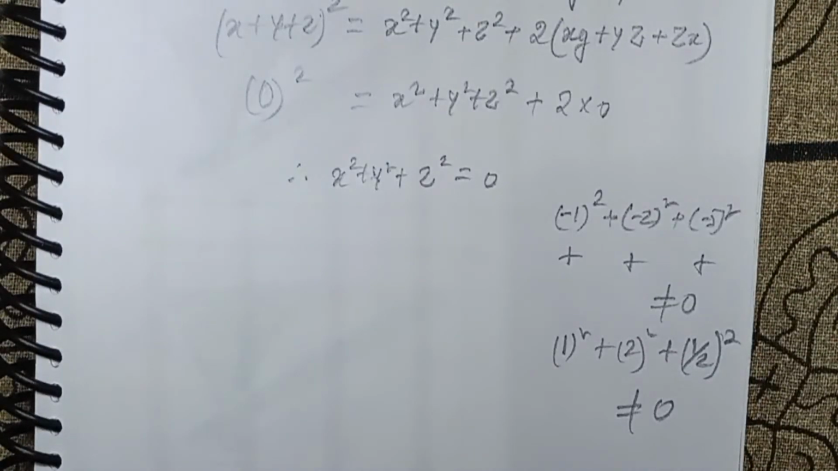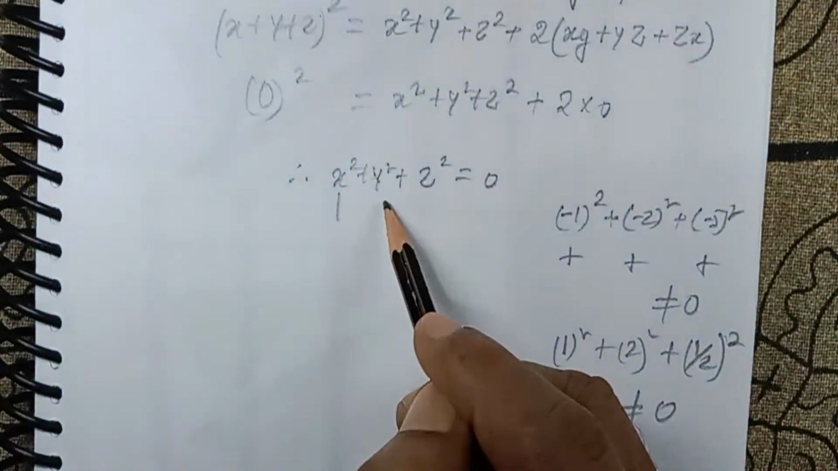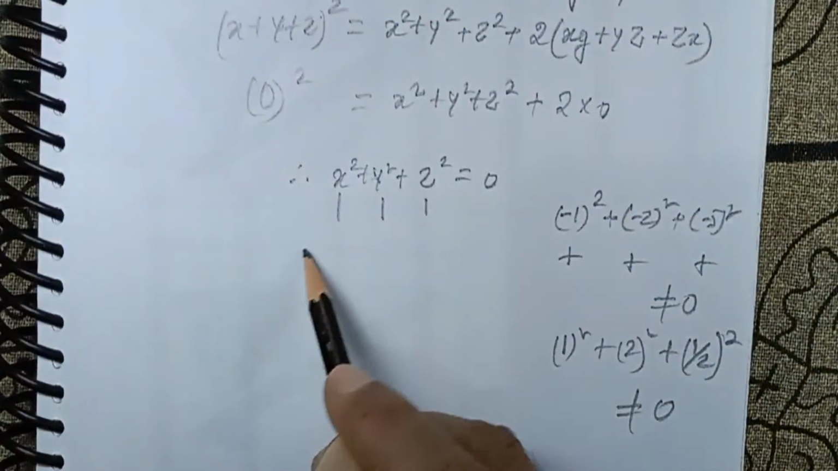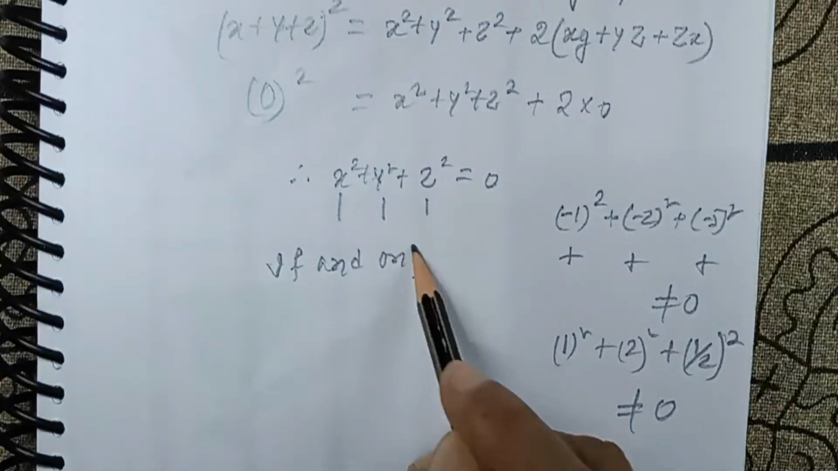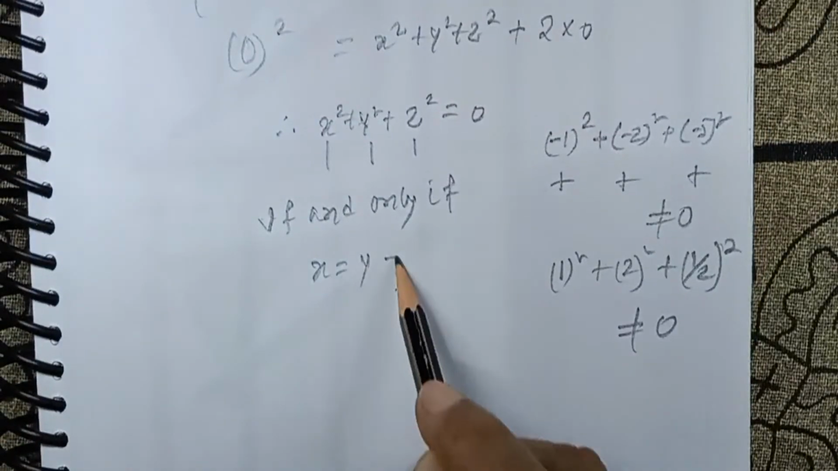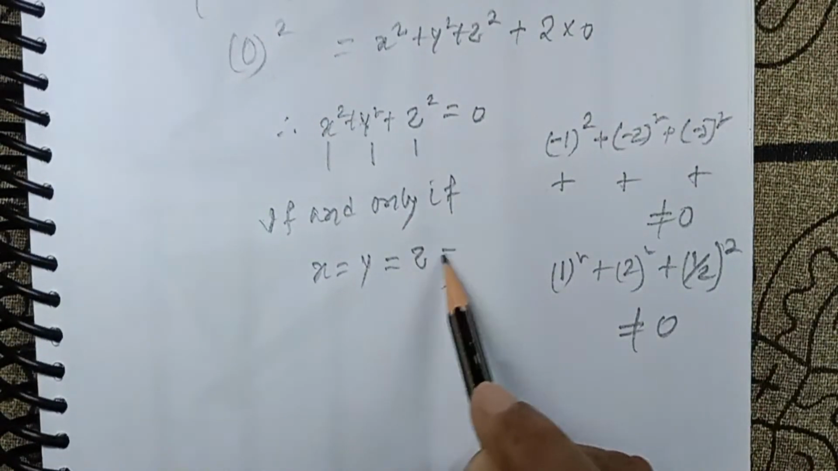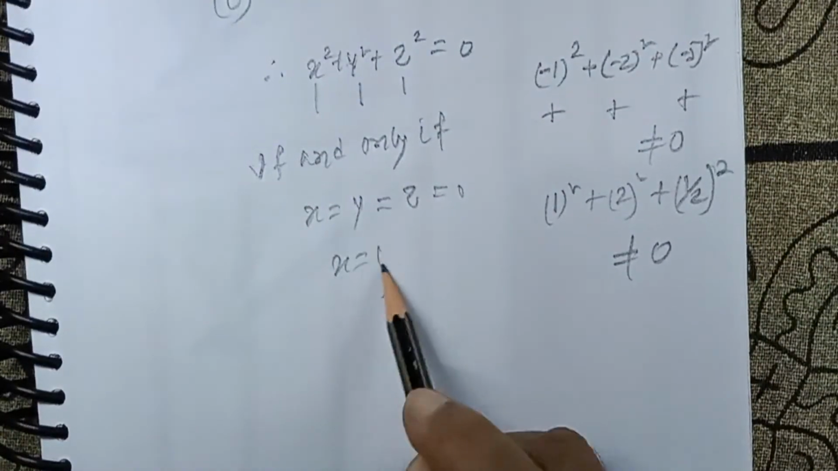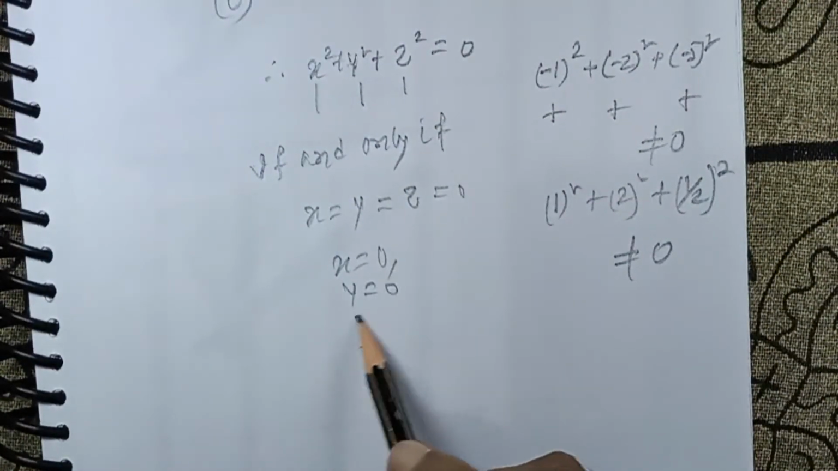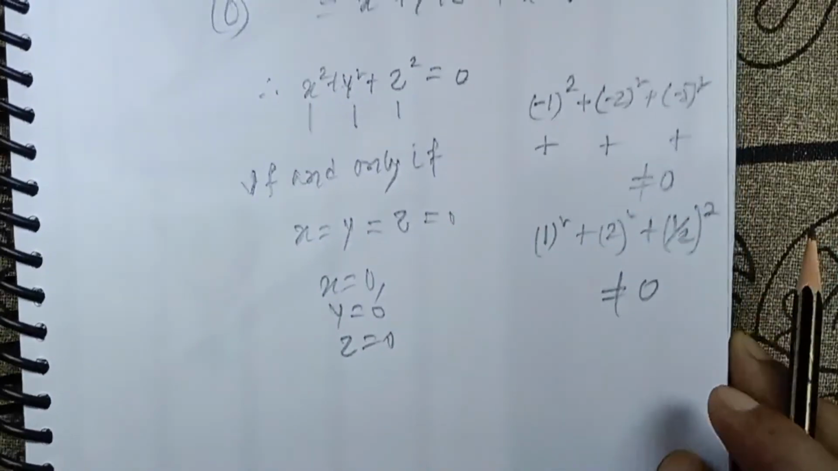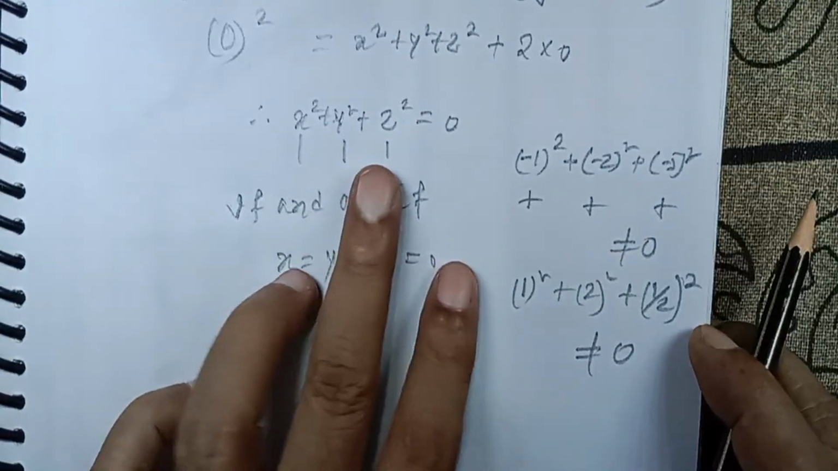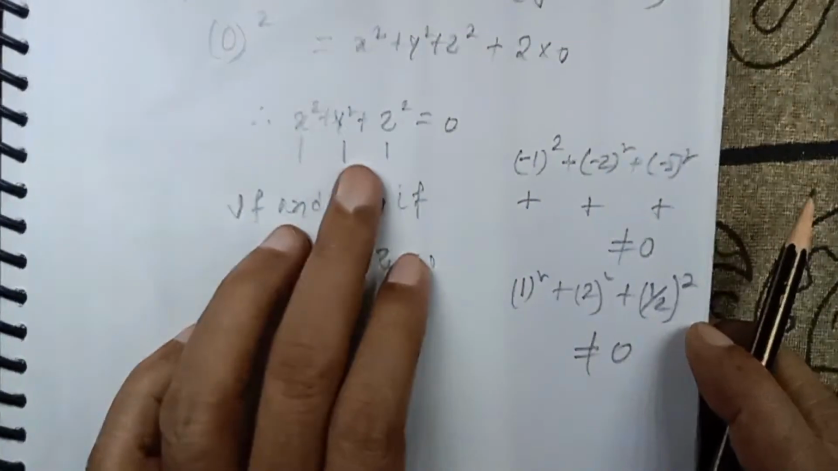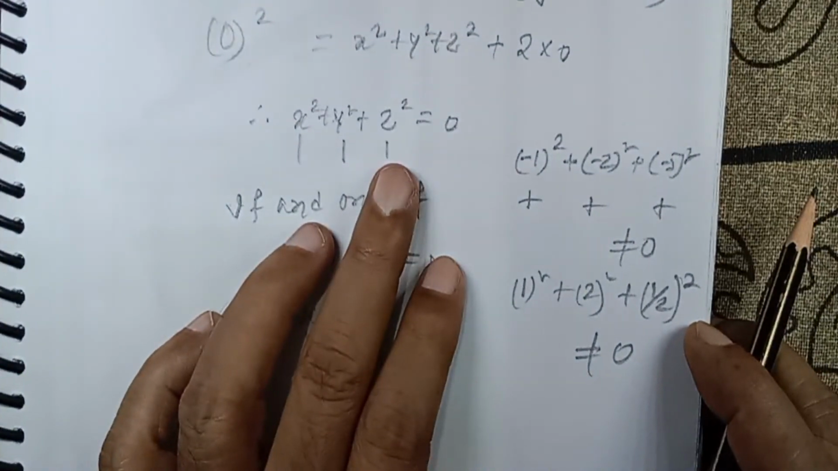It will never be 0. It will be 0 if and only if x equals y equals z equals 0. That means x equal to 0, y equal to 0, z equal to 0. So if the sum of squares of three rational numbers is 0, that means each rational number must be equal to 0.